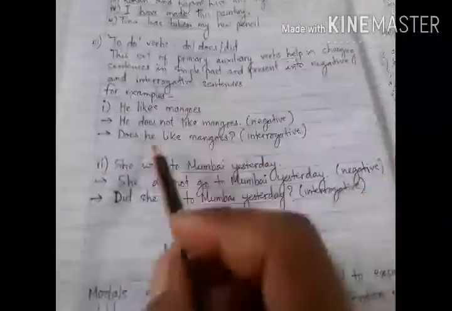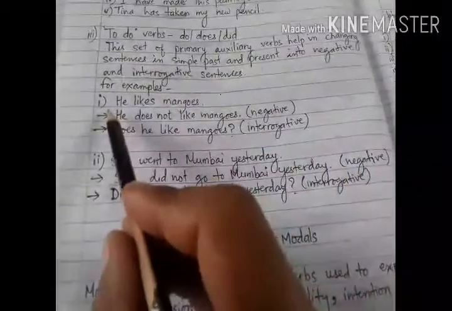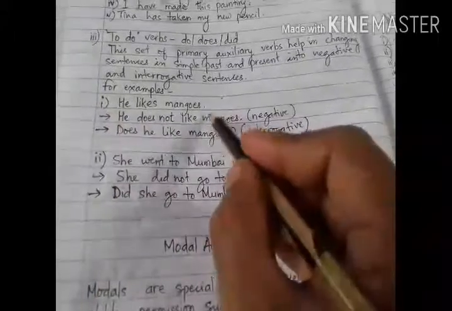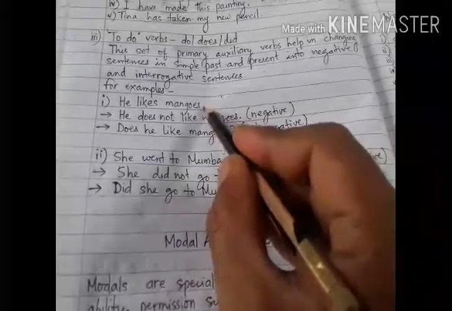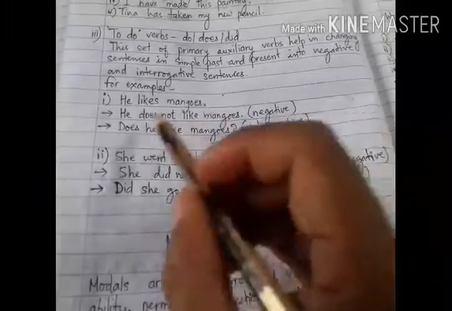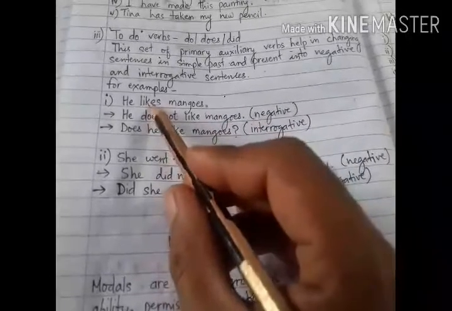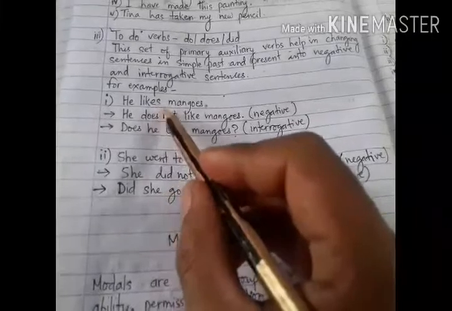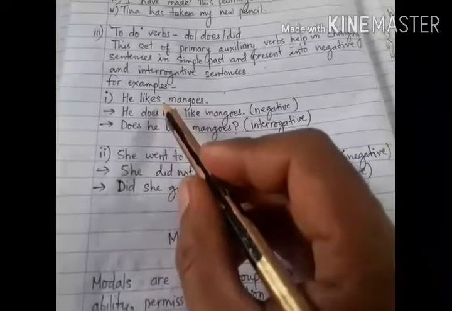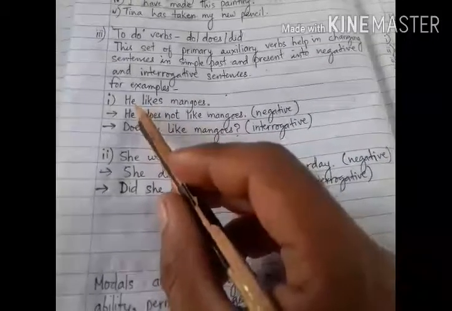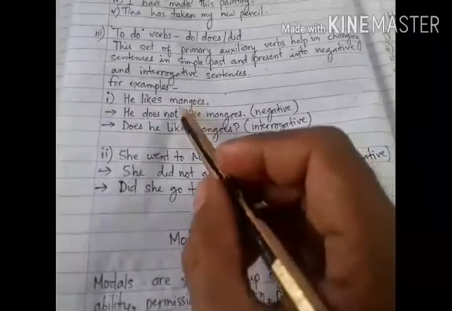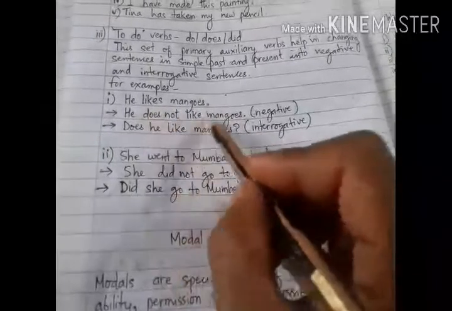How? Let us see. Okay, see here. Number 1, he likes mangoes. This sentence is in simple present tense. We have done this in our previous classes also. So if you change this into a negative sentence, negative means the sentences carrying no or not, here we do not use directly, he not like mangoes. This is wrong. So we have to write, he does not like mangoes.